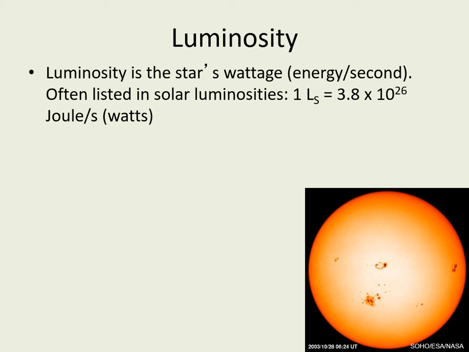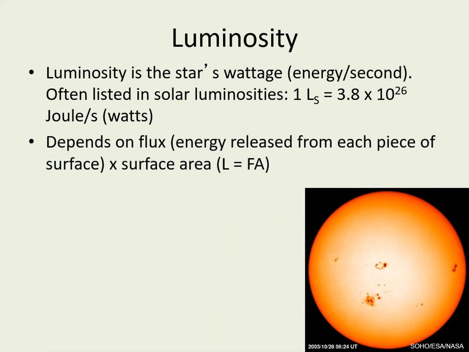There are a couple of ways of measuring luminosity. One way is useful if you know the flux. This is how much light is produced by each square meter of the star's surface. So then the whole star's luminosity is just the flux times the surface area.